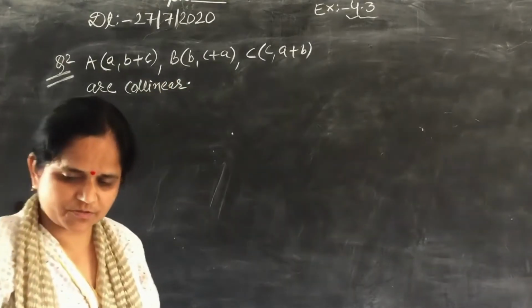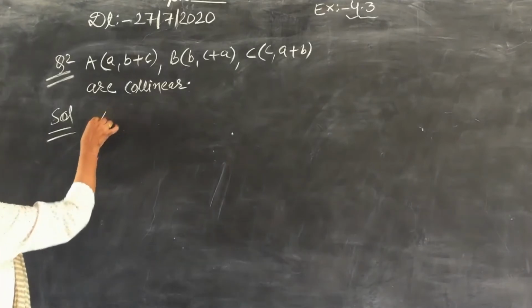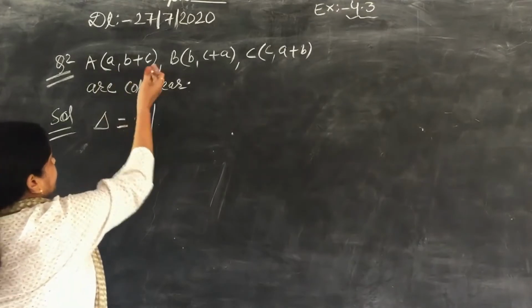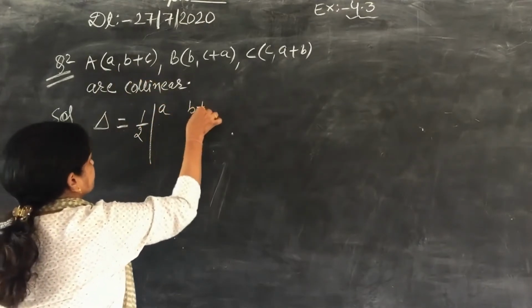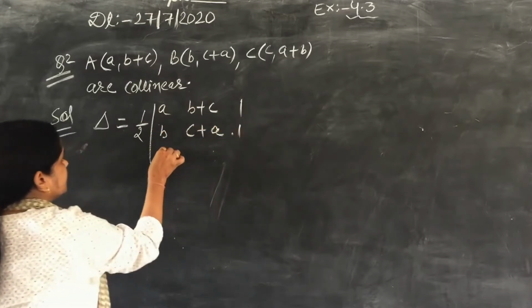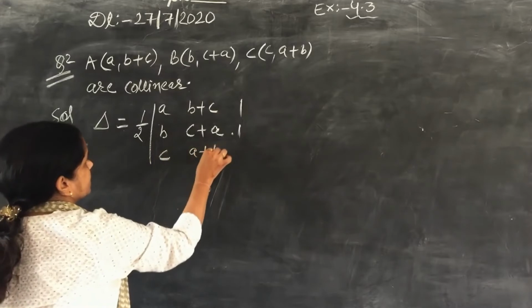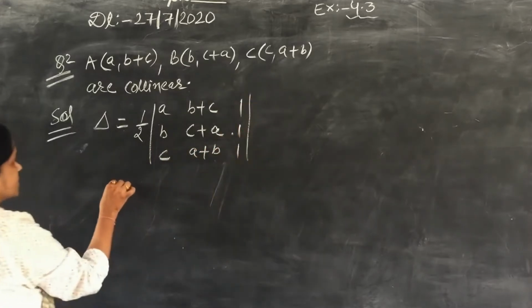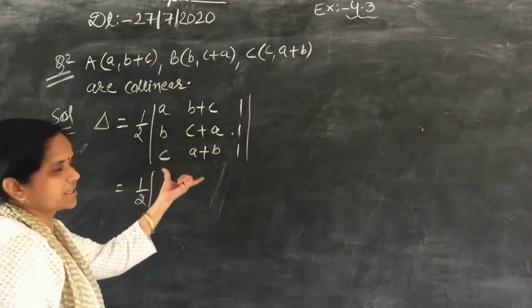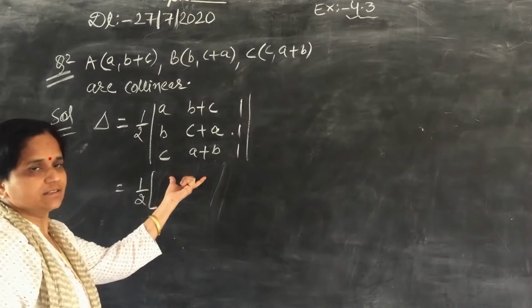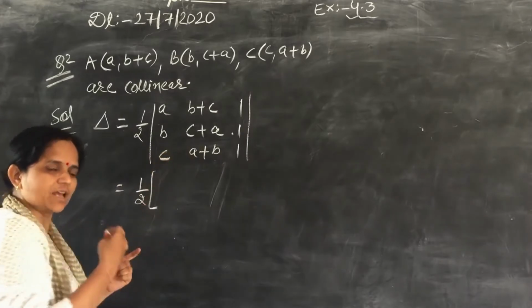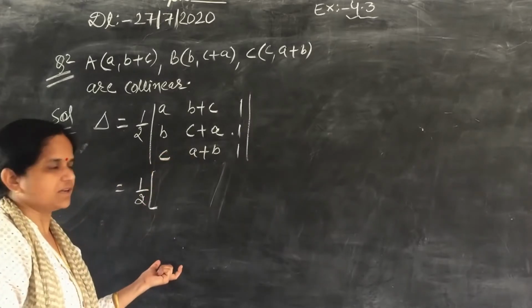Okay. So for this student, simple, find the area of determinant. Okay, it is 1 by 2, and write the vertices B plus C 1, B C plus A 1, C A plus B and 1. Okay. Now we have to solve it by expanding the determinant. Okay student, still we didn't cover the topic operation of determinant, otherwise we can solve it by applying the operation very simple.